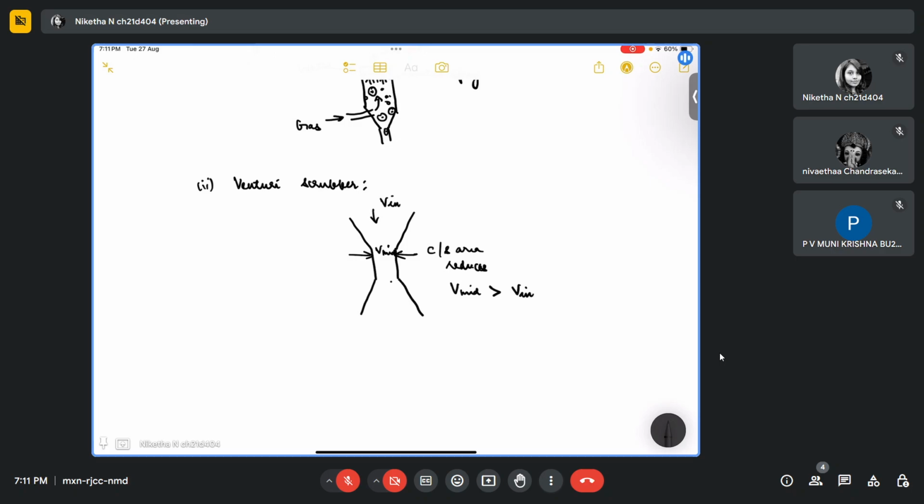And once it crosses this narrow midsection, the velocity at the outlet is again going to be lesser, because the cross-sectional area is more now. In order to maintain the same flow rate, the velocity need not be high, the velocity will be slightly lesser.